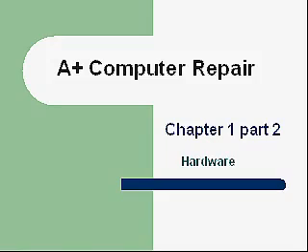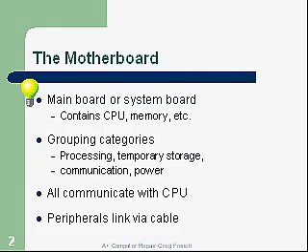Today we're going to be discussing computer repair, Chapter 1, Part 2, Hardware. This is a continuation from Part 1. We're going to be talking about the motherboard, which is the main board or system board. The motherboard is the largest circuit board in the computer. It contains the CPU, memory, expansion buses, quite a few things, and we'll be looking at this.